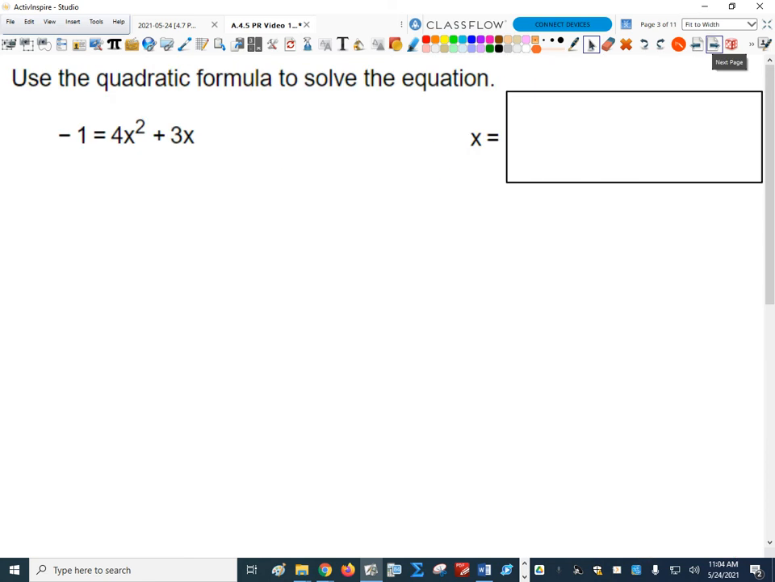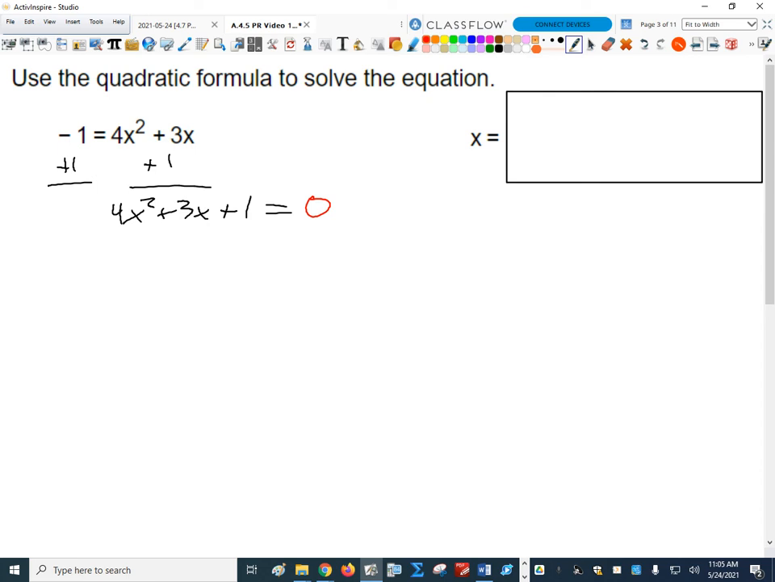Okay, what about this one? Got to add the 1, don't I? Because I've got to get it into standard form, okay? So that's going to give me 4x squared plus 3x plus 1. And let's put the 0 on the right side this time. Make it look a little better. All right, it's in standard form.